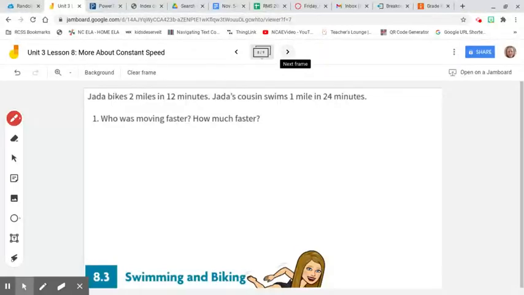The last activity is activity 8.3, swimming and biking. Jada bikes 2 miles in 12 minutes. Jada's cousin swims 1 mile in 24 minutes. Who is moving faster, and how much faster are they moving?